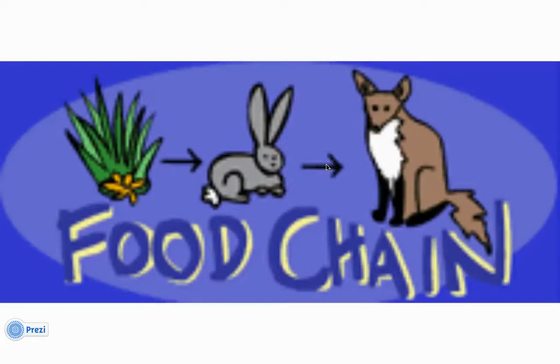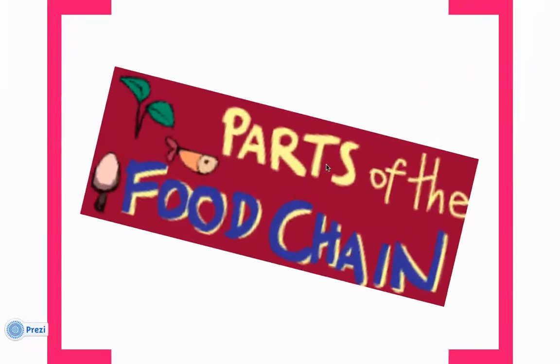A food chain shows the path of energy from one living thing to another. Here we see that grass is eaten by rabbits and rabbits are eaten by foxes. This is a simple food chain. Every living thing needs energy in order to live. Every time animals do something, like run or jump, they use energy to do so. Animals get energy from the food we eat, and all living things get energy from food.